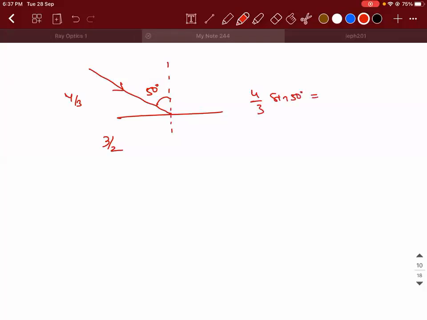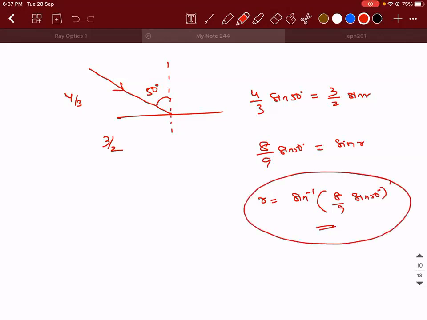4/3 into sine 50 is equal to 3/2 into sine r. 8/9 times sine 50 is equal to sine r. r will be sine inverse of 8/9 times sine 50 degrees. Okay, so this will be the final answer.